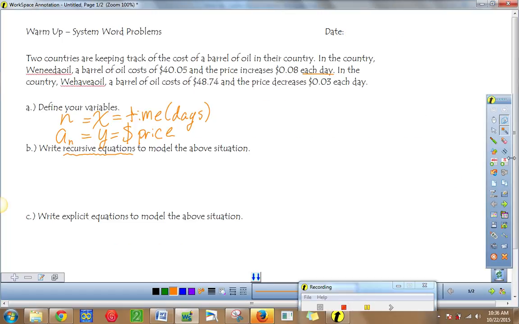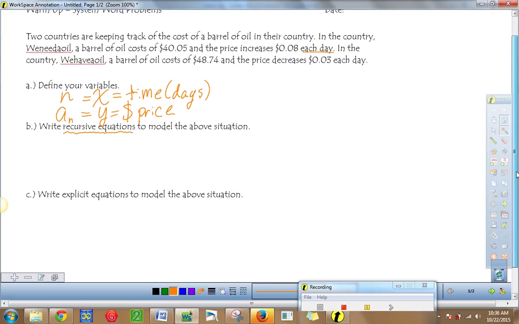Come on. So what's going to be easier to write? It doesn't matter. We can do recursive or we can do explicit first. Whatever makes you happy. Recursive, okay. What does recursive look like? Equals a sub n minus 1, good.